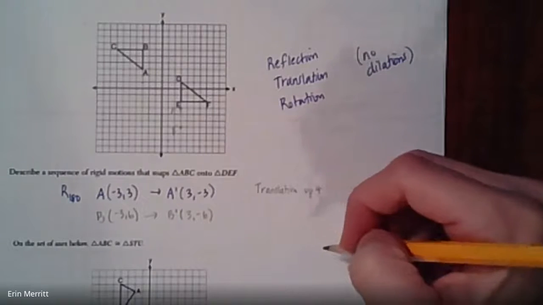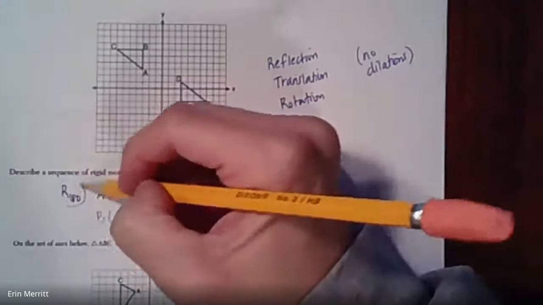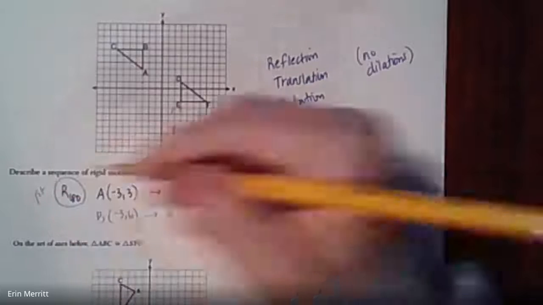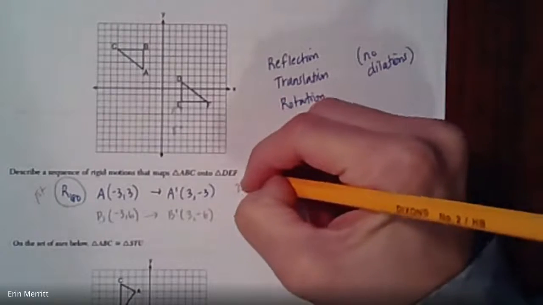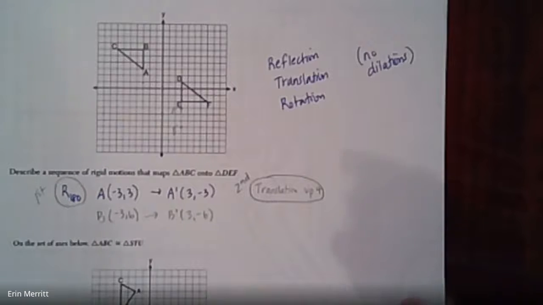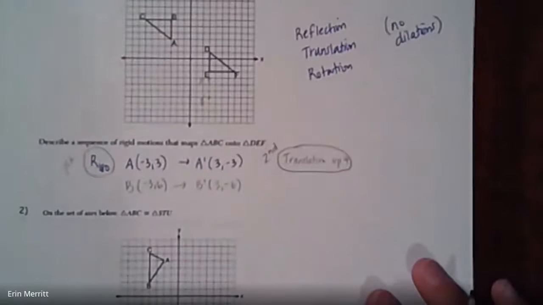Awesome. So what the heck does that mean? It means I need to do this first and then translate up 4 second. So there's two ways that we can do this. We can write it out or we can write it with notation.